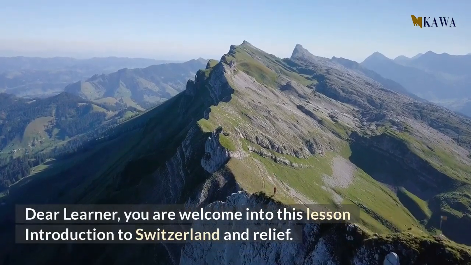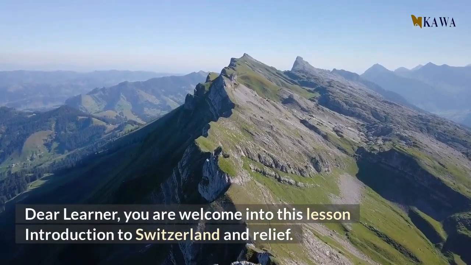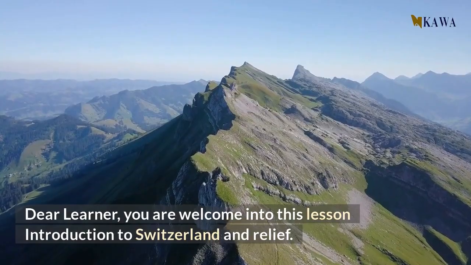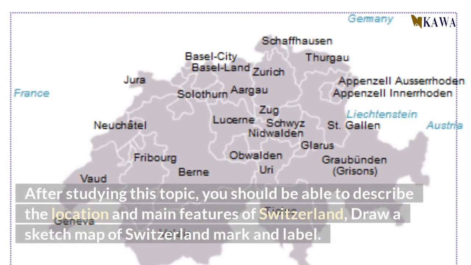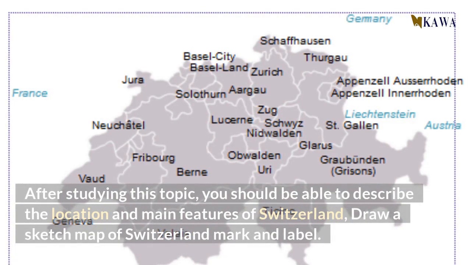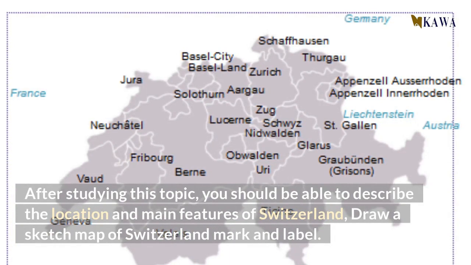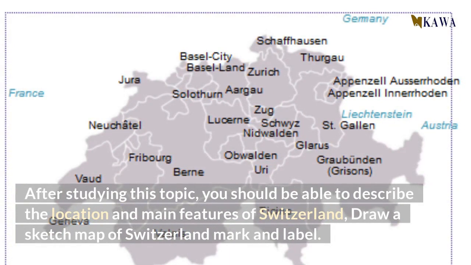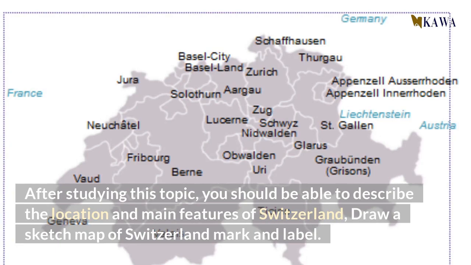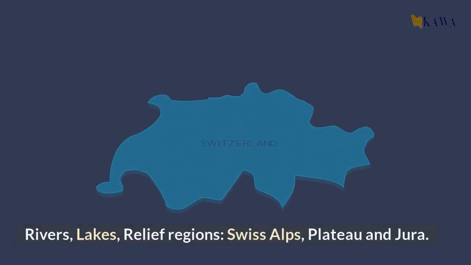Dear learner, you are welcome into this lesson, Introduction to Switzerland and Relief. After studying this topic, you should be able to describe the location and main features of Switzerland, draw a sketch map of Switzerland, mark and label rivers, lakes, relief regions, Swiss Alps, Plateau, and Jura.